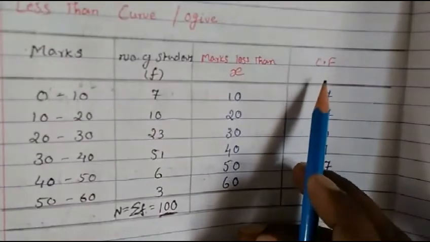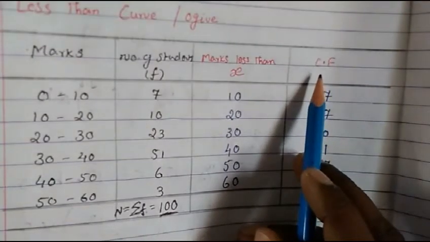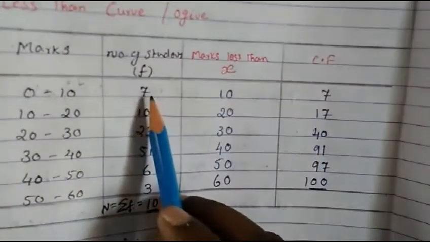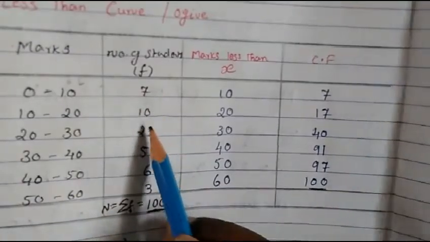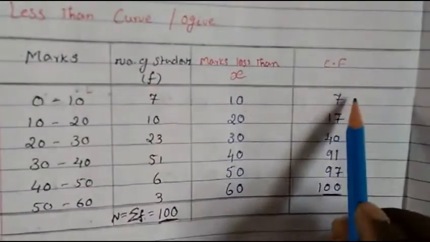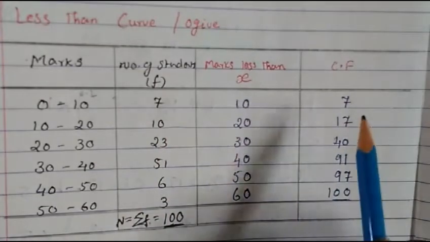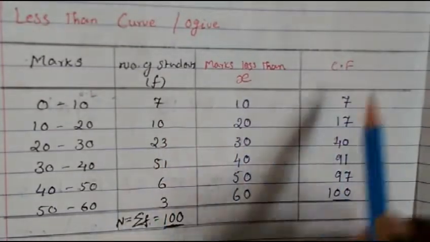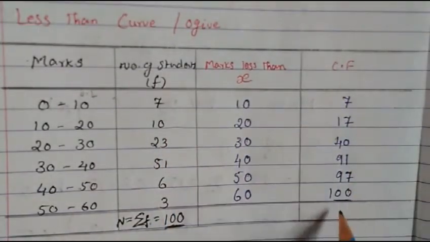Another column we have to prepare is cumulative frequency, where the frequency is given, and we go on adding. So with 7 we add 10, then with 17 we add 23. That's how we prepare this column.